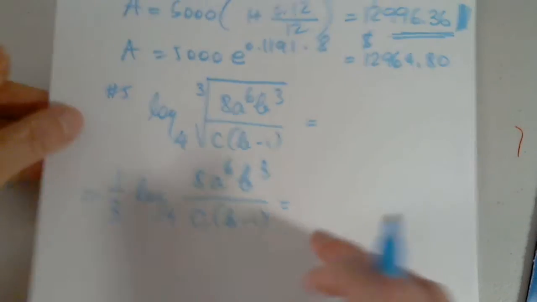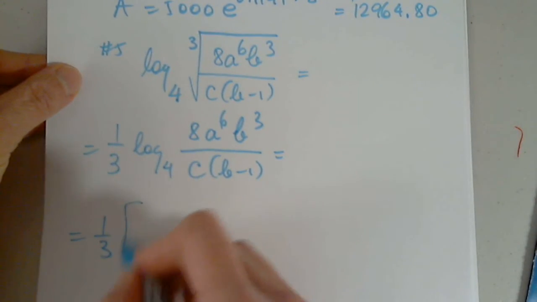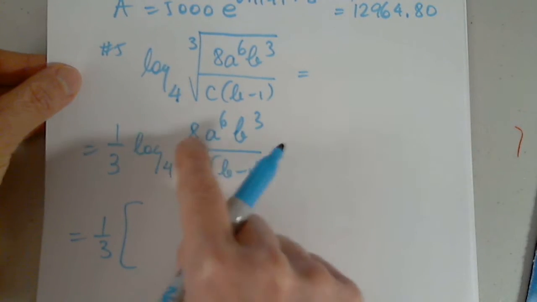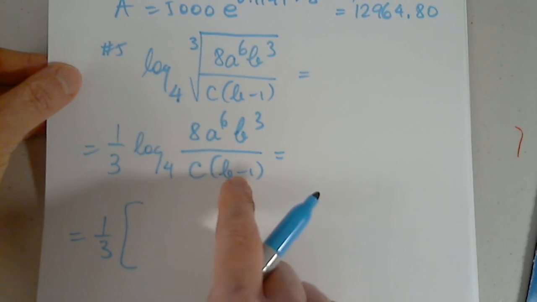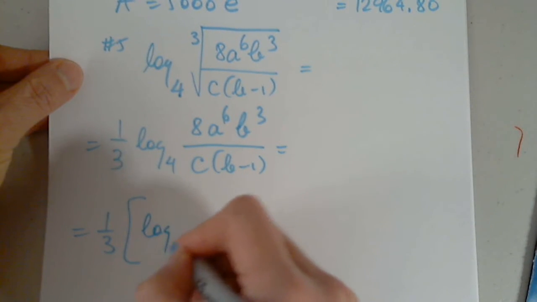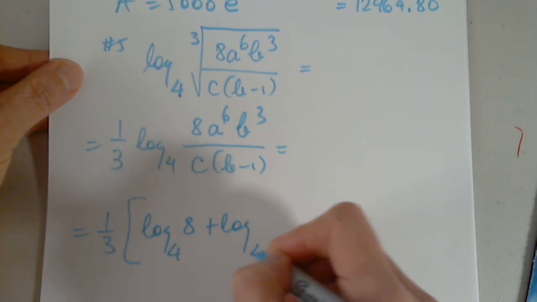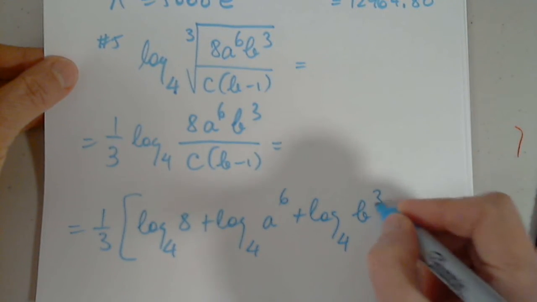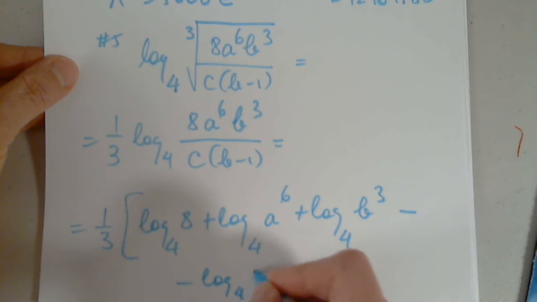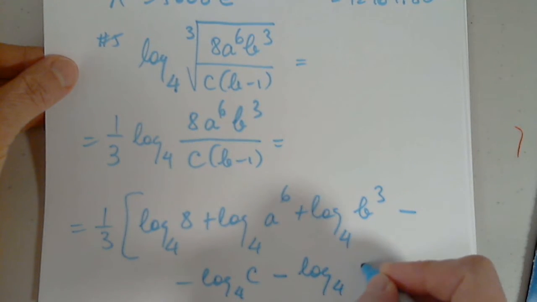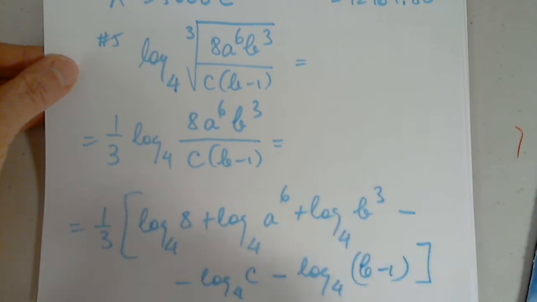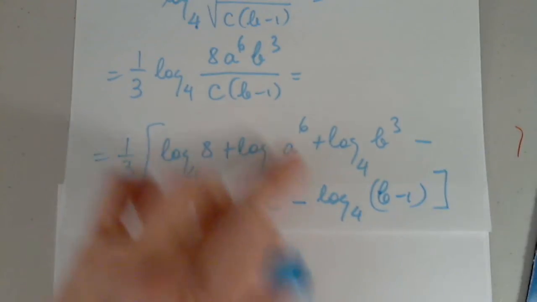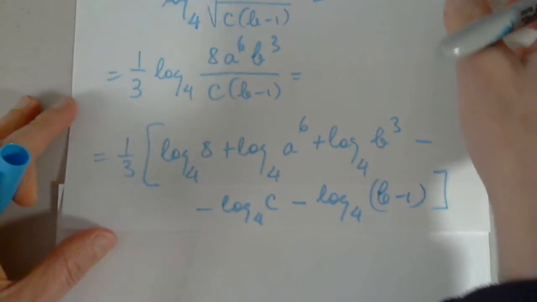So now, 1/3, log of this, log of this, log of this, log of this, log of this. 1, 2, 3 will have positive in front, 1, 2 will have negative. So log base 4 of 8 plus log base 4 of a to the 6th plus log base 4 of b to the 3rd minus log base 4 of c minus log base 4 of b minus 1. See, I'm not multiplying or distributing c in here to get only one log. So please don't do that.